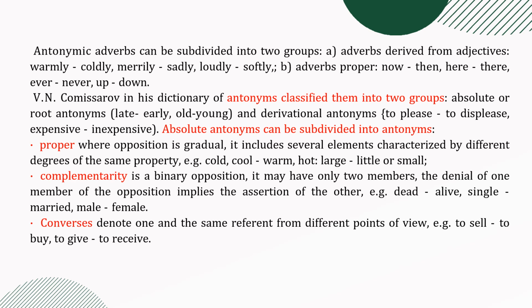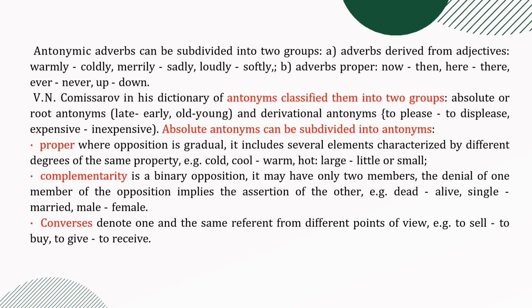Komisarov, in his Dictionary of Antonyms, classified them into two groups: absolute or root antonyms and derivational antonyms. Absolute antonyms can be subdivided into antonyms proper, where opposition is gradual. It includes several elements characterized by different degrees of the same property. For example, cold, cool, warm, hot, large, little or small.